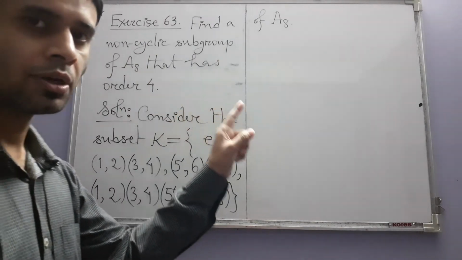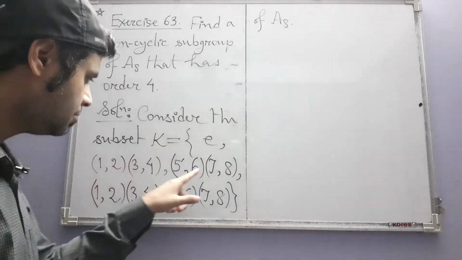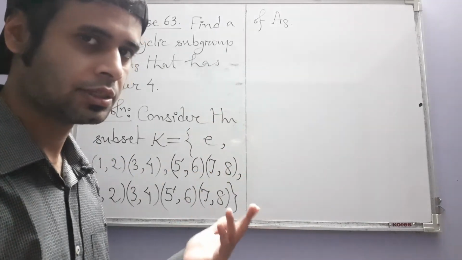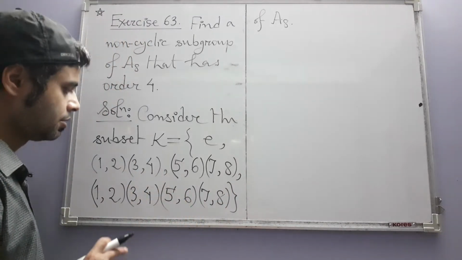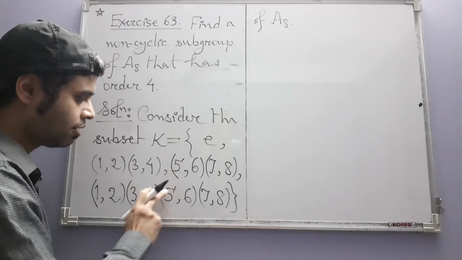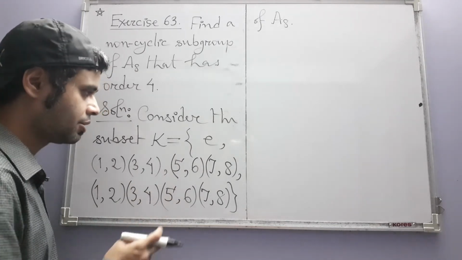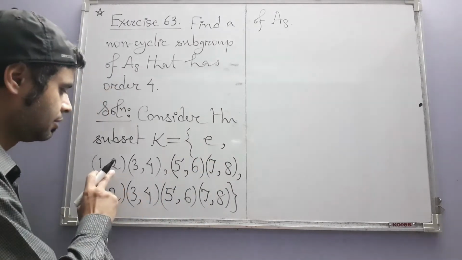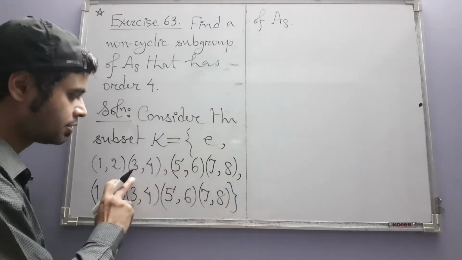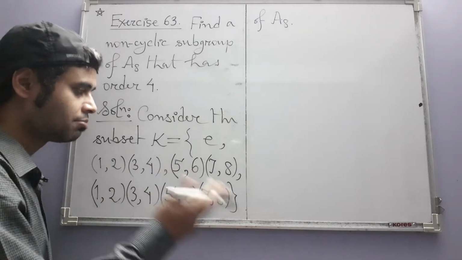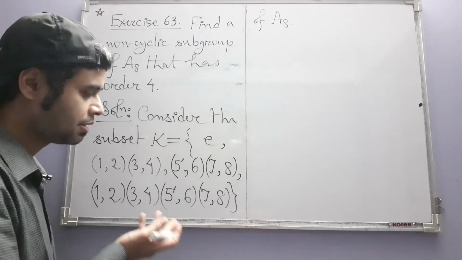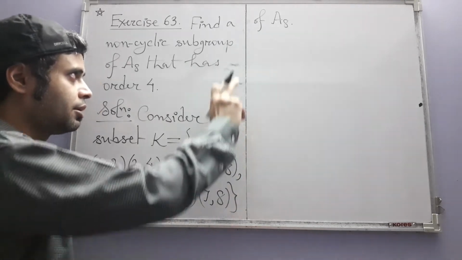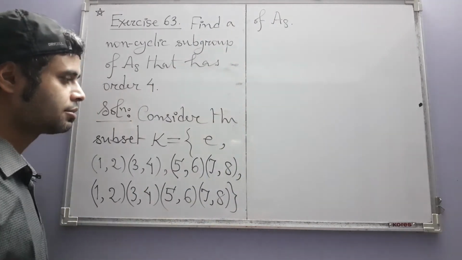Because we have 8 symbols, these permutations in fact are in S8, the symmetric group of degree 8. But at the same time, note that all of them are even permutations. Why? Because the identity is of course an even permutation, we already know that. But each one of the others is a product of an even number of transpositions. So by definition these three are also even permutations, and as such all of them belong to A8. So K is a subset of A8.